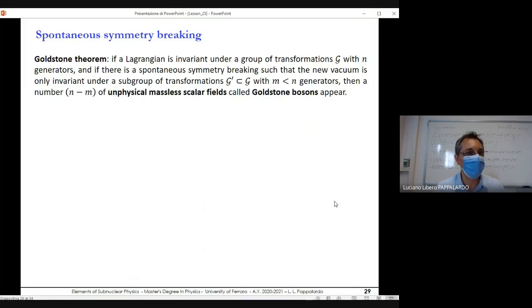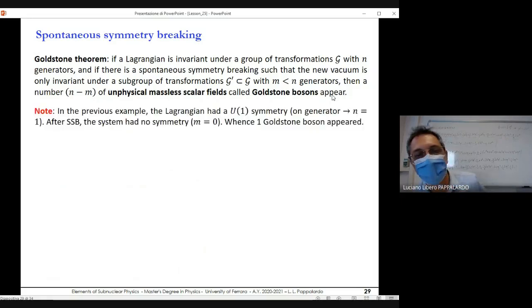Now, let me first tell you the Goldstone theorem. It is a fundamental theorem. If a Lagrangian is invariant under a group of transformations G with n generators, and if there is a spontaneous symmetry breaking such that the new vacuum is only invariant under a subgroup of these transformations, with m smaller than n generators, then the difference between the number of generators corresponding to the symmetry of the Lagrangian and of the ground state corresponds to the number of unphysical massless scalar fields that appear, which we call Goldstone bosons. Suppose that your Lagrangian is symmetric under a group of dimension 5, and your ground state is symmetric under a group of dimension 2. Then three Goldstone bosons will appear. The difference.